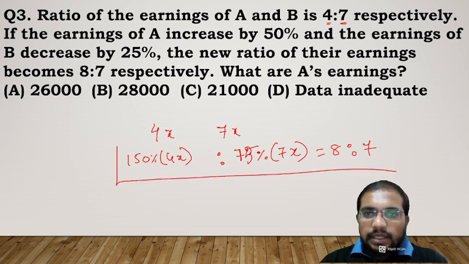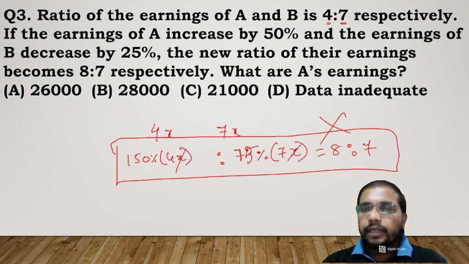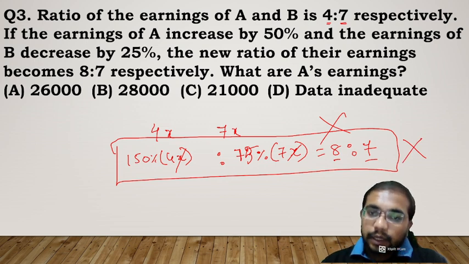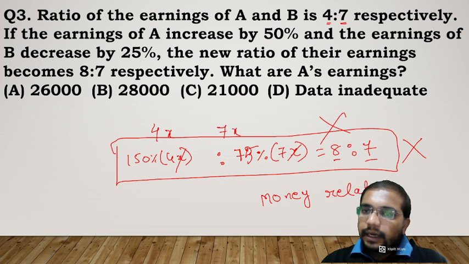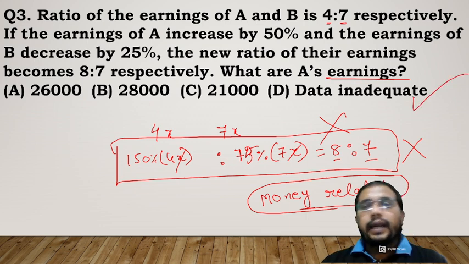By using this equation, you will not solve anything, because x is cancelled. Some number by some number is equal to this value. So you are not getting any information, and in your question there are no money-related sentences. Then how can you find out A's earnings? Is it possible? No, not possible. So the answer is what? Data inadequate.